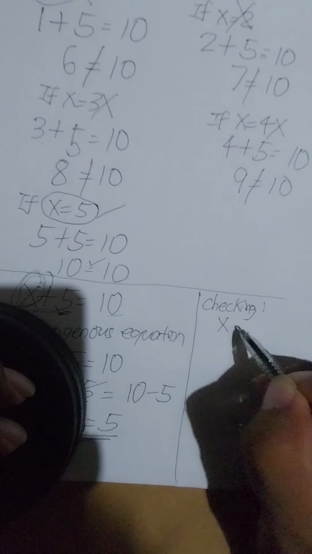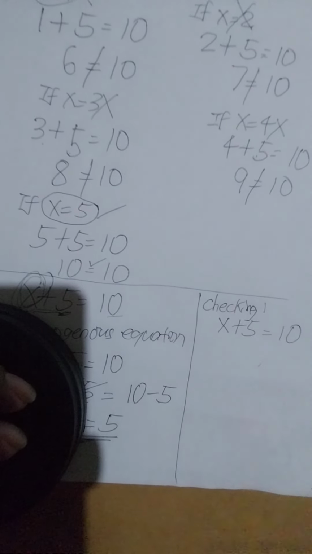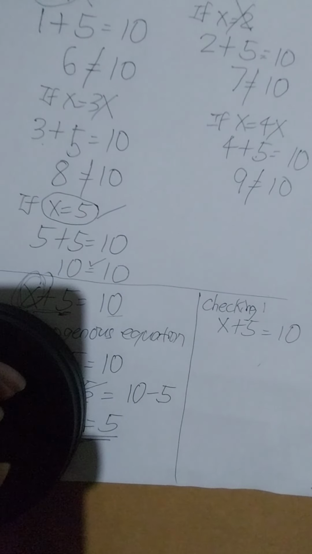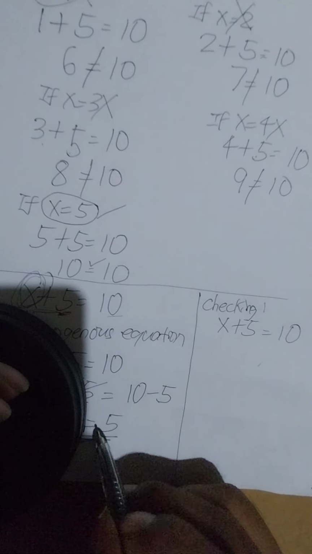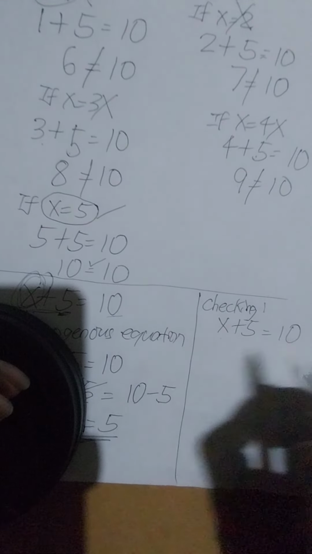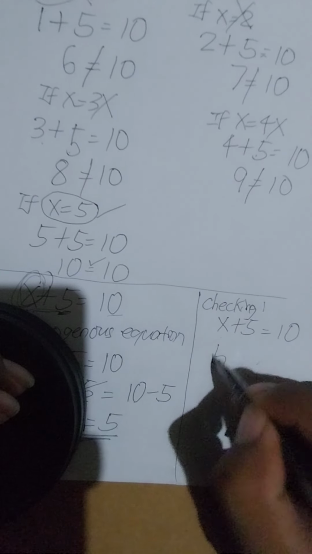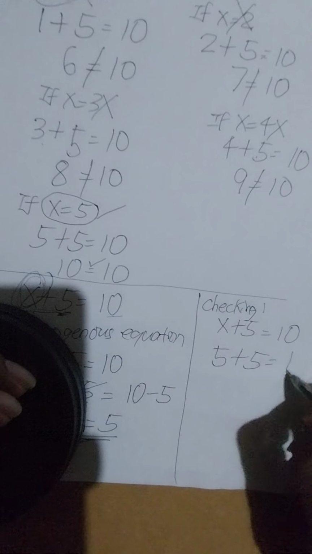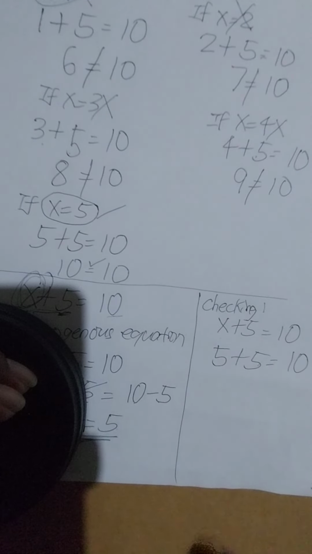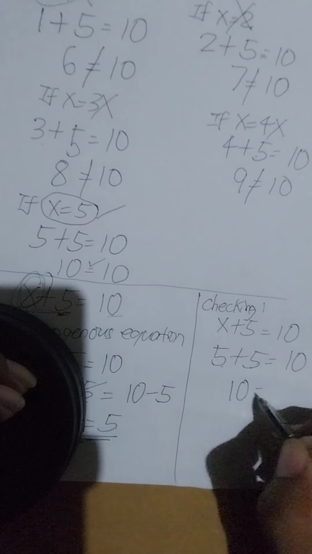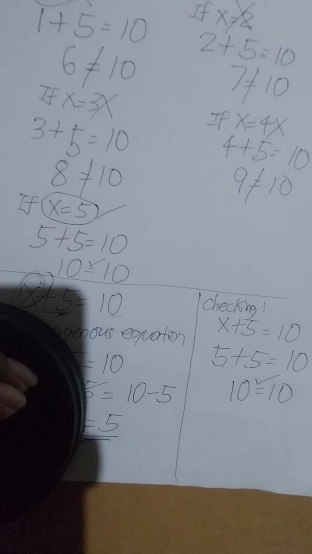So rewrite first the equation here, x plus 5 equals 10. Let's try to substitute the value of x. So instead of writing x, we're going to put the value 5 kasi yun ang answer natin. 5 plus 5 equals 10. So 5 plus 5, 10 equals 10. Ibig sabihin, equal sila, balance ang equation. So walang mali sa ginawa natin. So yan ang basic concepts class sa solving linear equation.